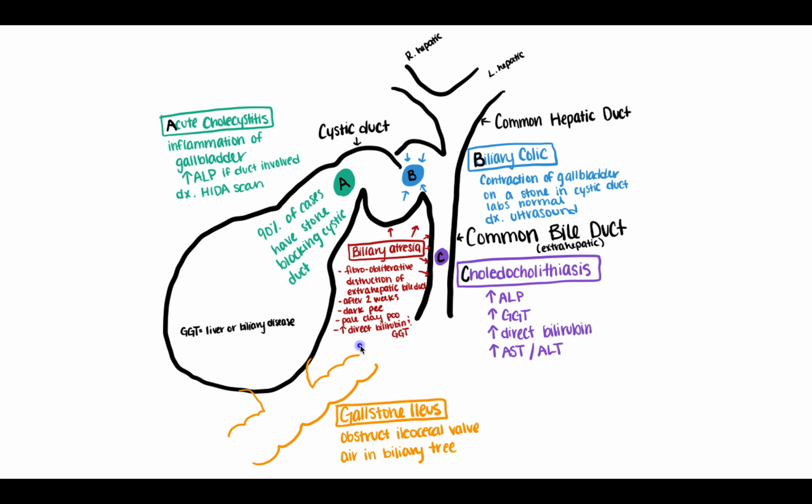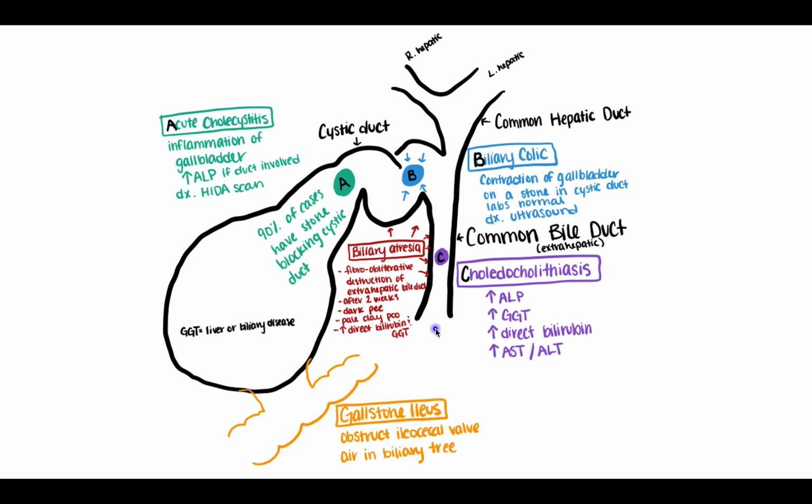The last one I want to talk about is biliary atresia. This is more of an embryological issue where you are not making something. And the key here is they'll have a baby, and it won't be right after birth. It'll be about 2 weeks later, and they will have dark urine and pale clay poop. And that's because the bile is what gives the color to your feces. So if you don't have that bile to make that color, it's just going to be pale.